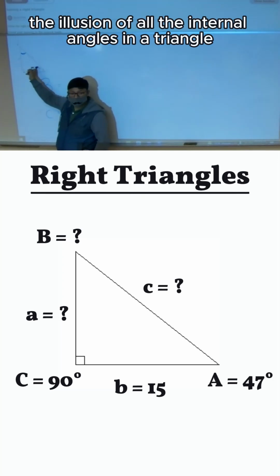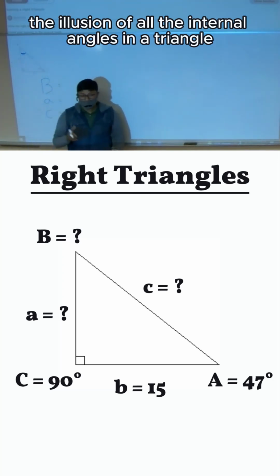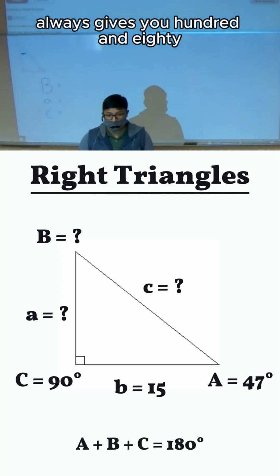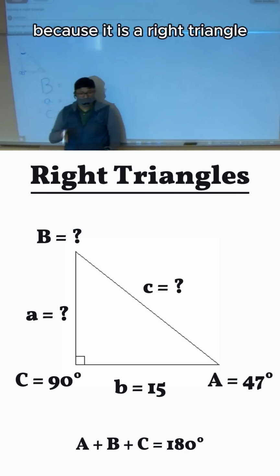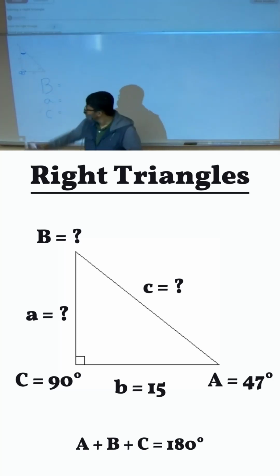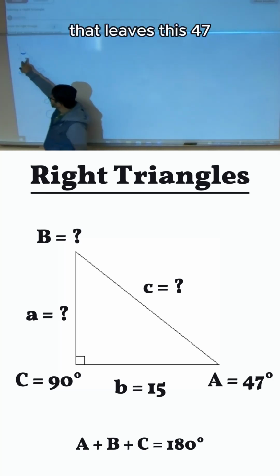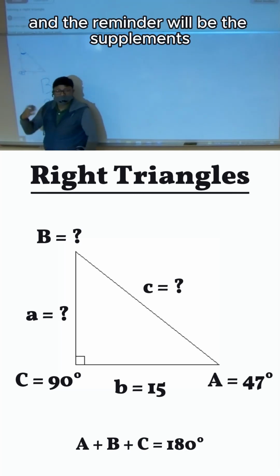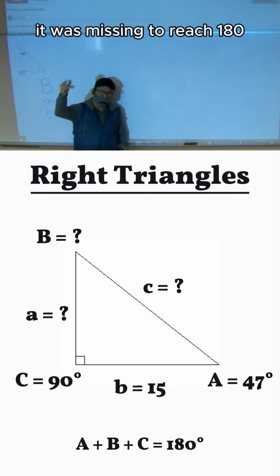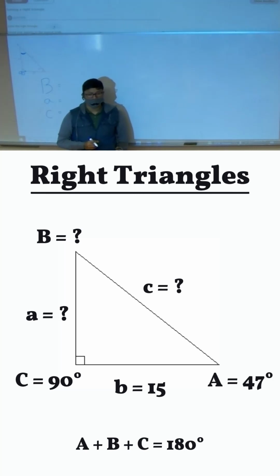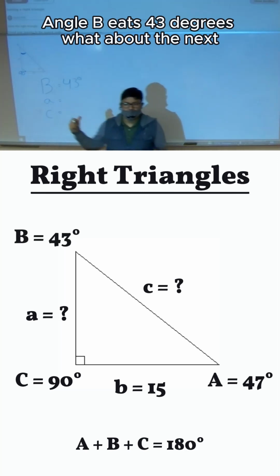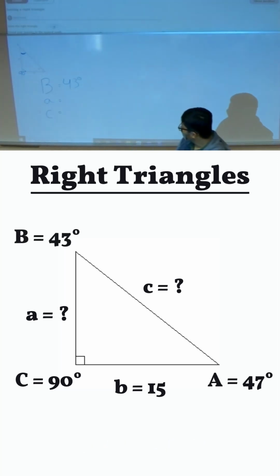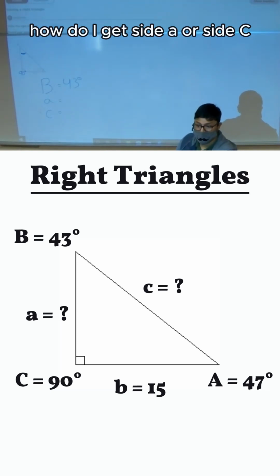The addition of all the internal angles in a triangle always gives you 180. There's already a 90-degree angle here because it is a right triangle. That leaves this 47, and the remainder will be the supplement. Okay, whatever is missing to reach 180. So in this case, angle B is 43 degrees. What about the next? How do I get side A or side C?